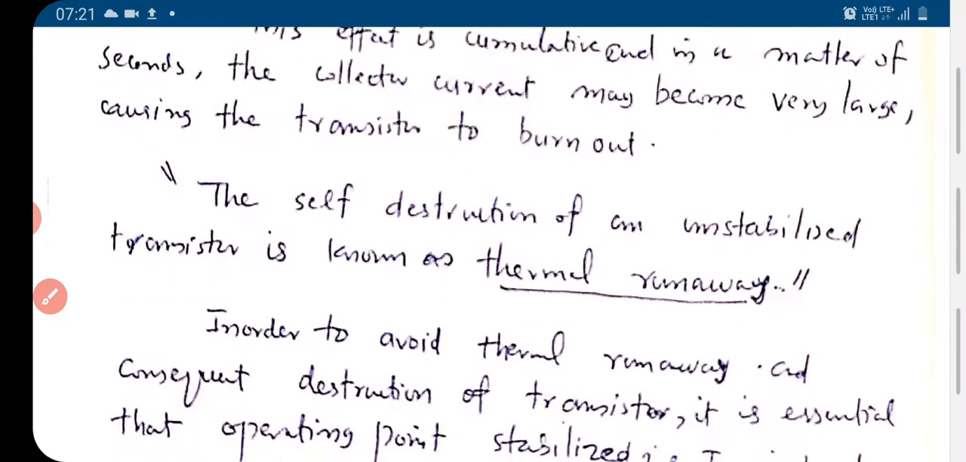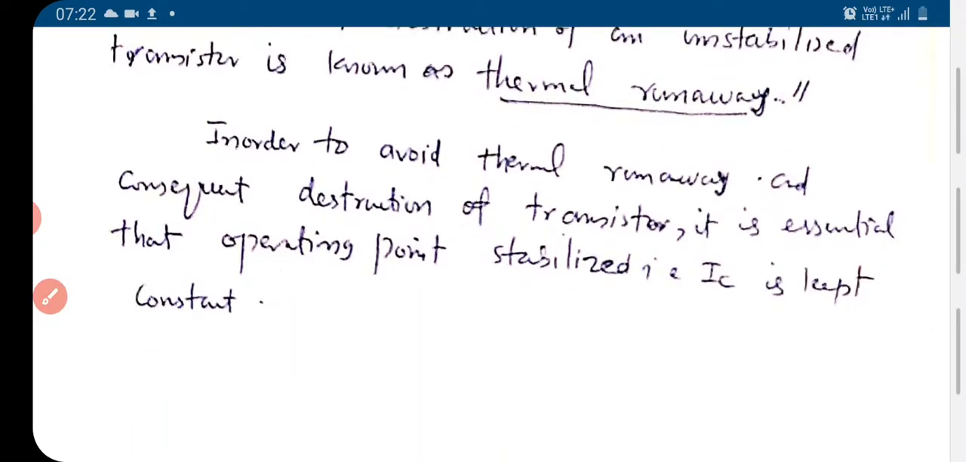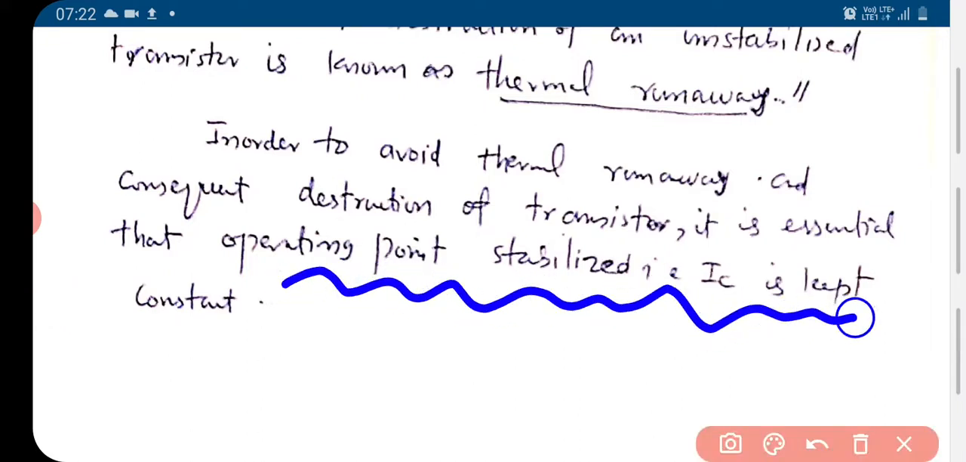This self-destruction of an unstabilized transistor is known as thermal runaway. Now, in order to avoid thermal runaway and consequent destruction of the transistor, it is essential that the operating point is stabilized. If stabilization is there, this will not happen.